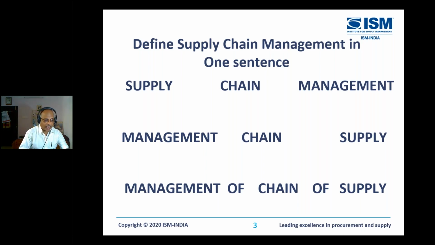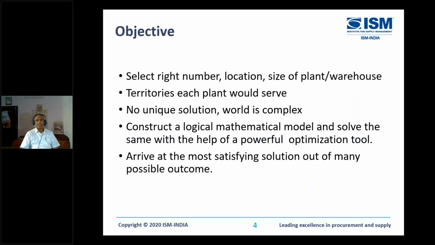So let us see what is the objective of doing this network design. I have written one by one. I'll have to select the right number of facilities, location of the facilities, size of the plants or warehouses. Secondly, territories each plant would serve. No unique solution. World is very complex.